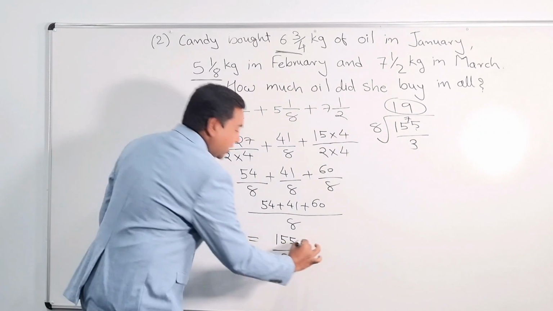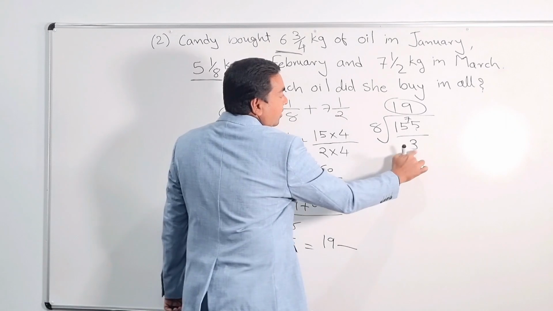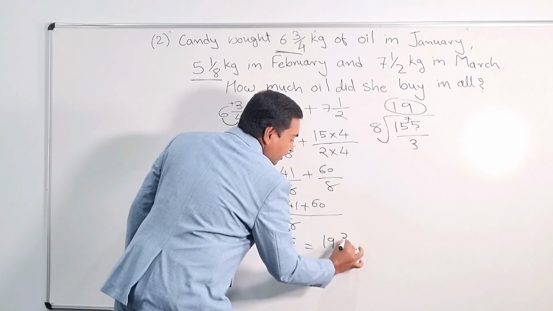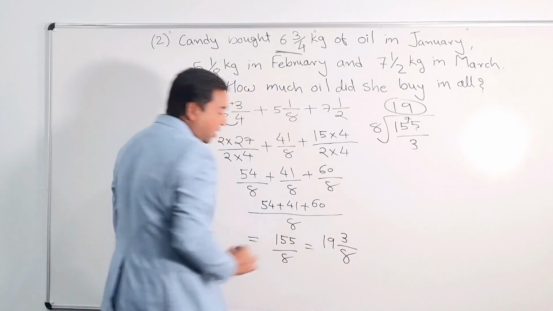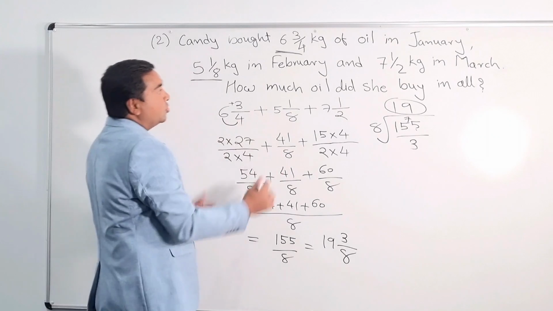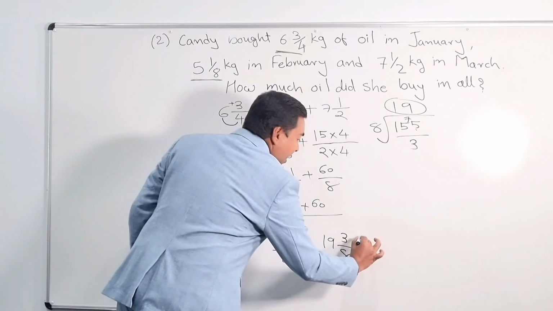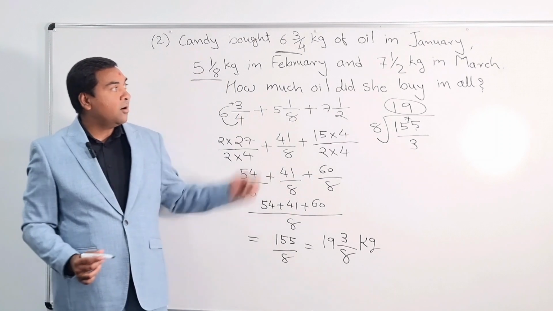So that quotient goes here. Whatever is the remainder goes on the top. And whatever the divisor, that's going down here. So 19 whole, 3 upon 8. So all together, Candy is buying 19 3 upon 8 kilograms of oil.